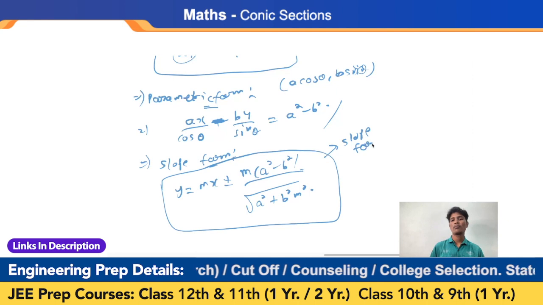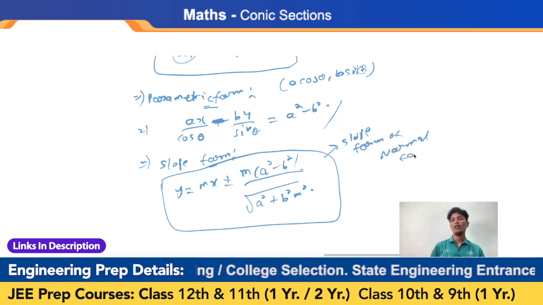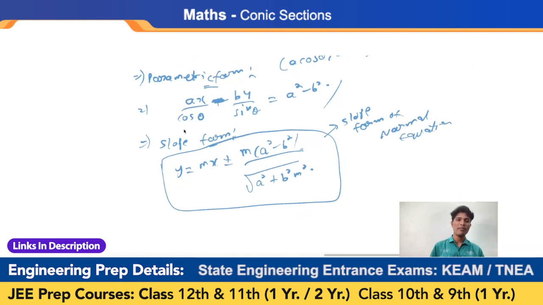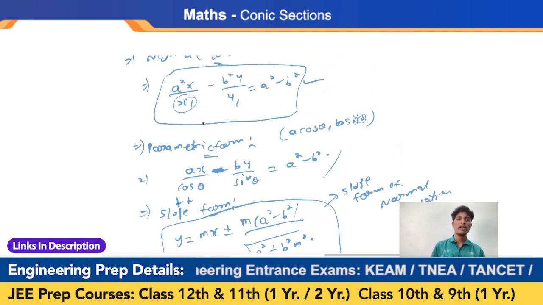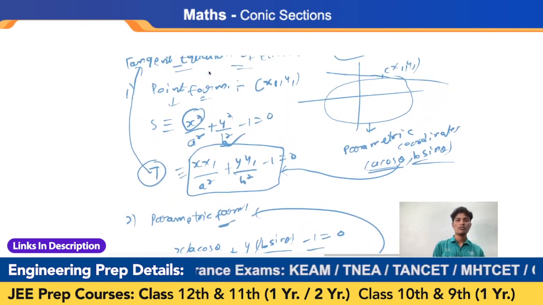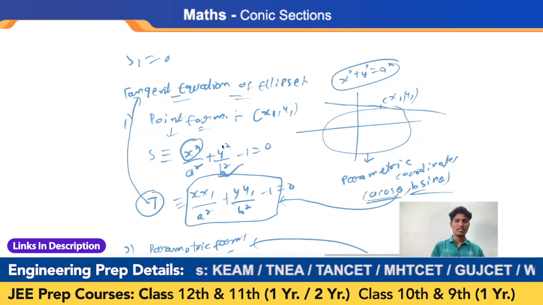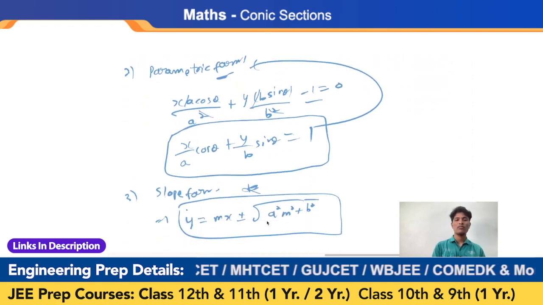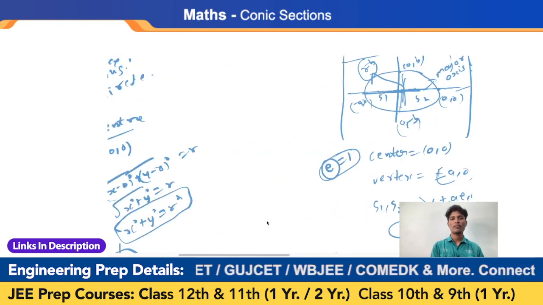Slope form of normal equation. This is important. The main important is the normal equation in the slope format and the tangent equation, which is again the slope format only. This one is very important. These two equations you have to remember.